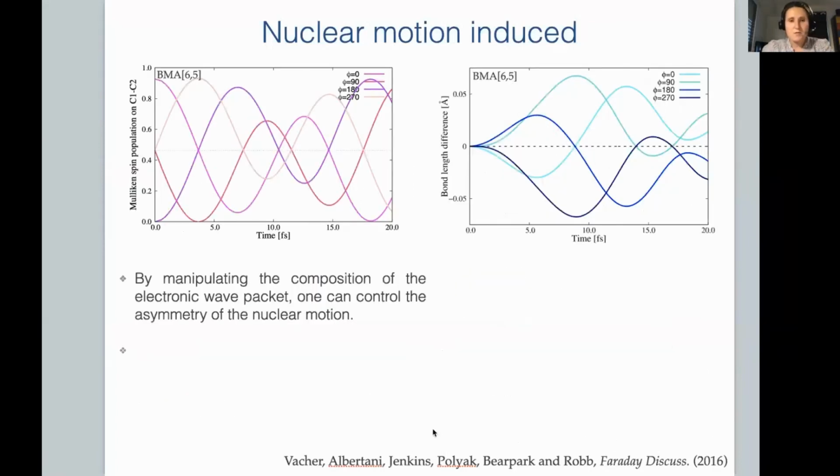So I don't want to go into detail here, but this is just to show and to mention the fact that by manipulating the exact composition of the electronic wave packets, and here I'm changing the phase of the two states that get equally populated, you change where the electron hole starts and where it goes and how fast it goes there. And this way, on the right-hand side, you control the asymmetry of the nuclear motion.